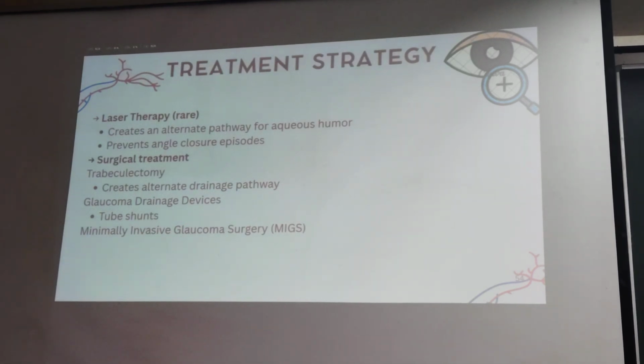In laser therapy, a small laser is used to improve the drainage of the tissue, which is located at the angle where the iris and the cornea meet. And lastly, there are surgical treatments, which include introducing drainage devices or minimally invasive glaucoma surgery, which one of us will be dealing with later.